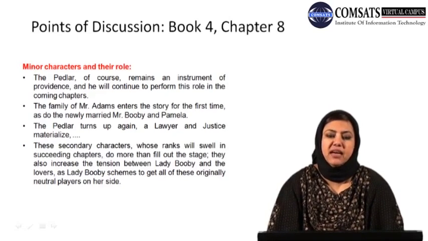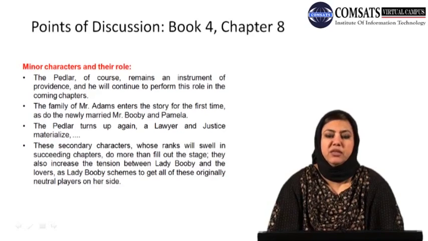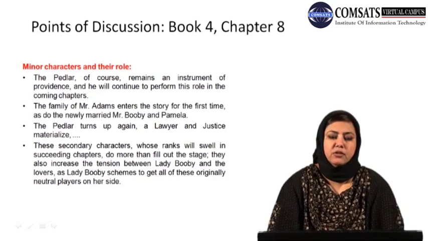The family of Mr. Adams enters the story for the first time. This is what we noticed in this chapter, as do the newly married Mr. Booby and Pamela. So a lot of happenings take place in this part of the novel. The peddler turns up again, a lawyer and justice materialize.